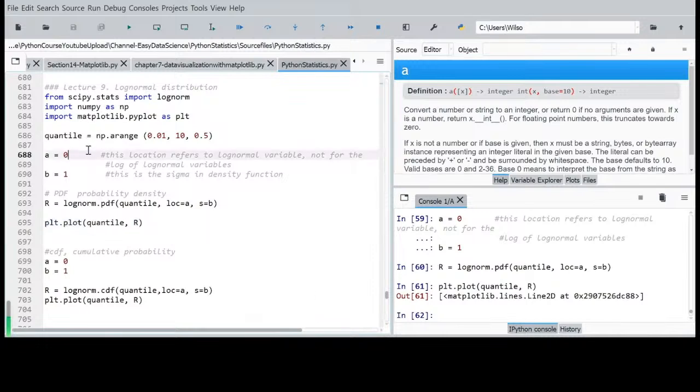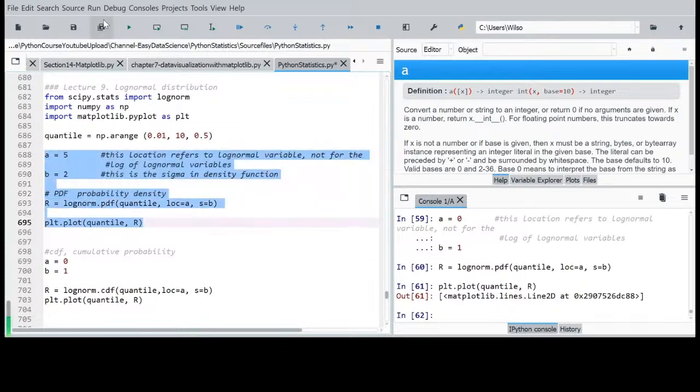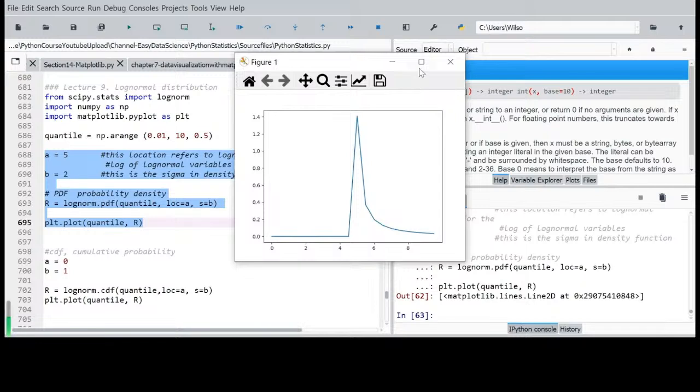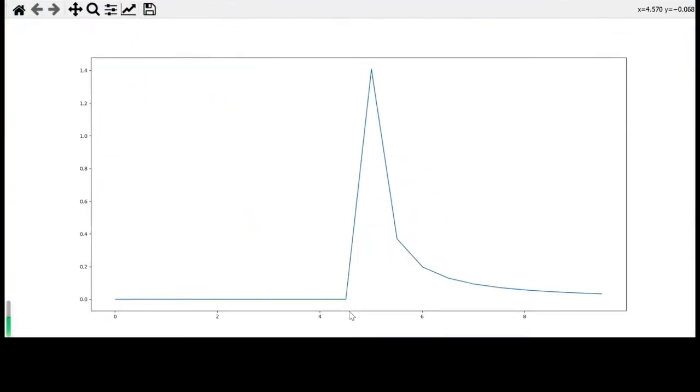So if we set a equals 5, b equals 2 here, you see the location is 5, the mean value is here. So the curve moves. The shape does not change so much. But here, because location is 5, the density for values lower than this value equals 0.